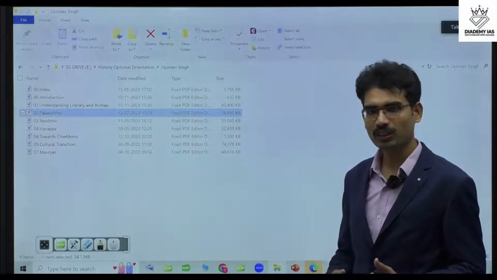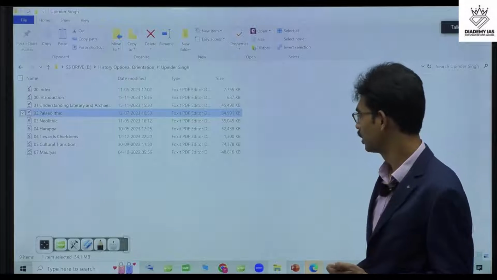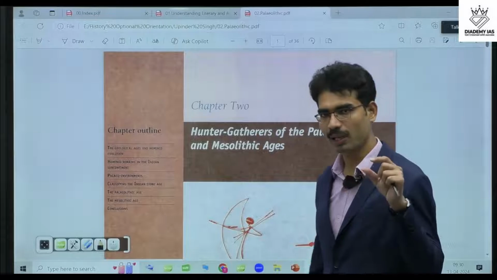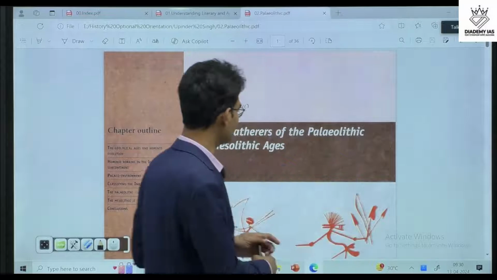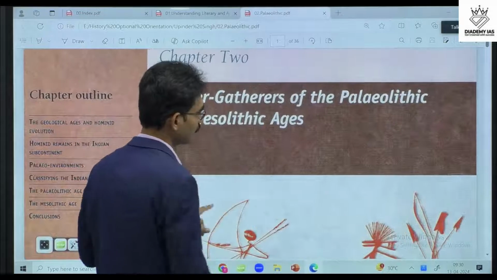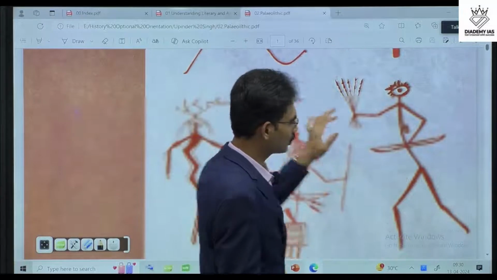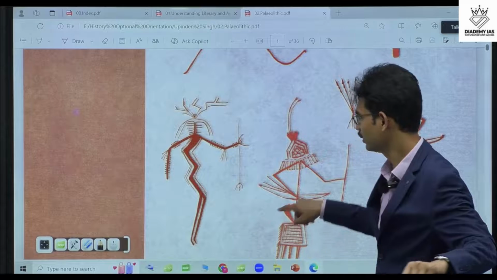This chapter is particularly important from the map perspective. Let us see. Upinder Singh has given so many maps within this chapter. Now let us see. This is about the Stone Age, Paleolithic and Mesolithic ages. Let us go to some places where maps are given.